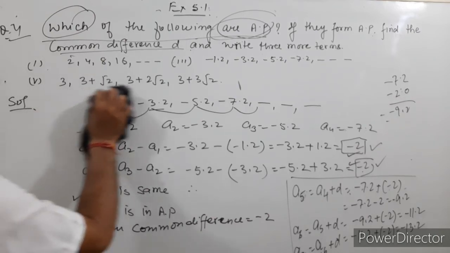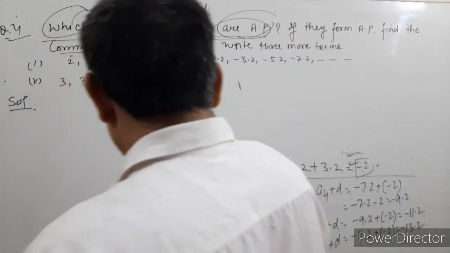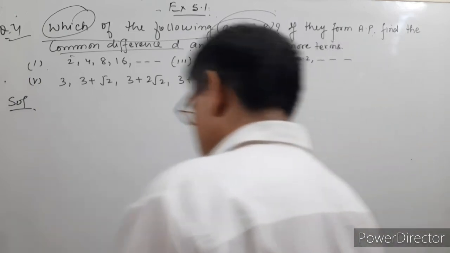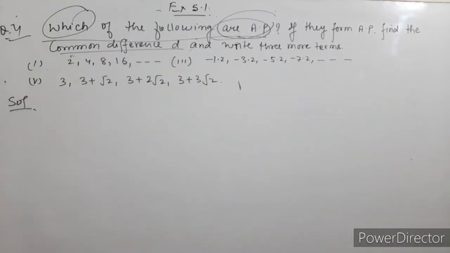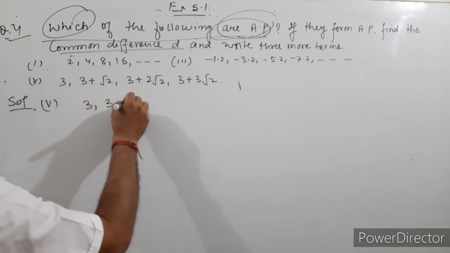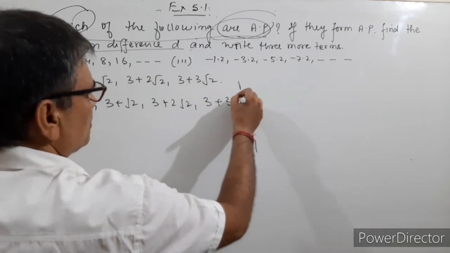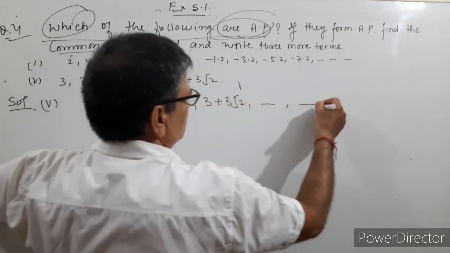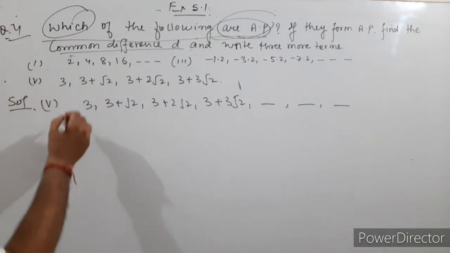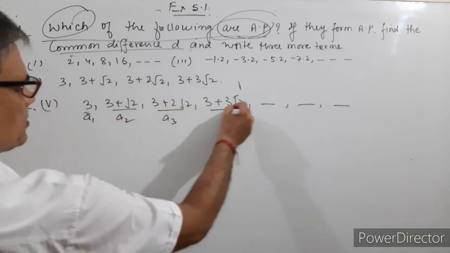And the fifth part. 3 plus root 2, 3 plus 2 root 2, 3 plus 3 root 2. We will find whether this is in AP. Here, what is A1? It is A1, it is A2, it is A3, it is A4.